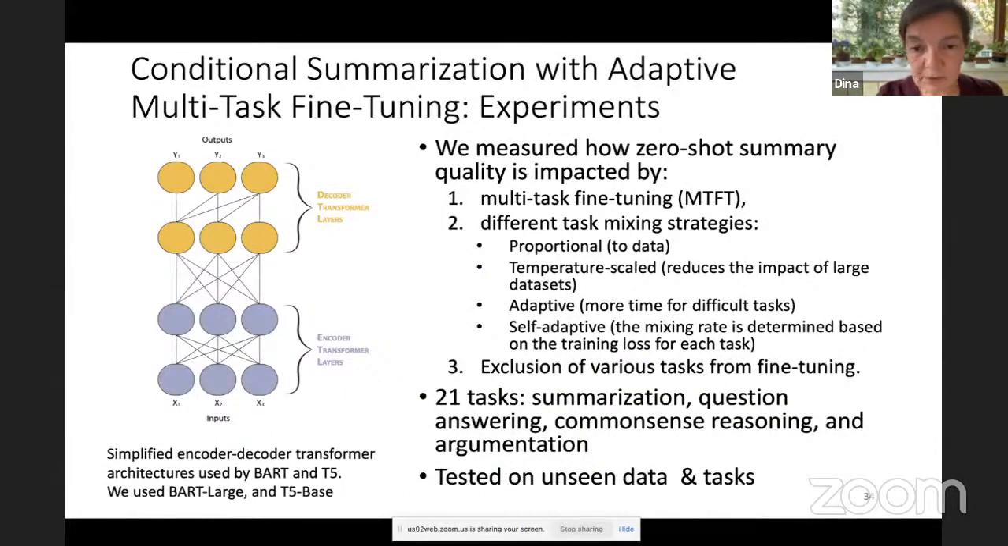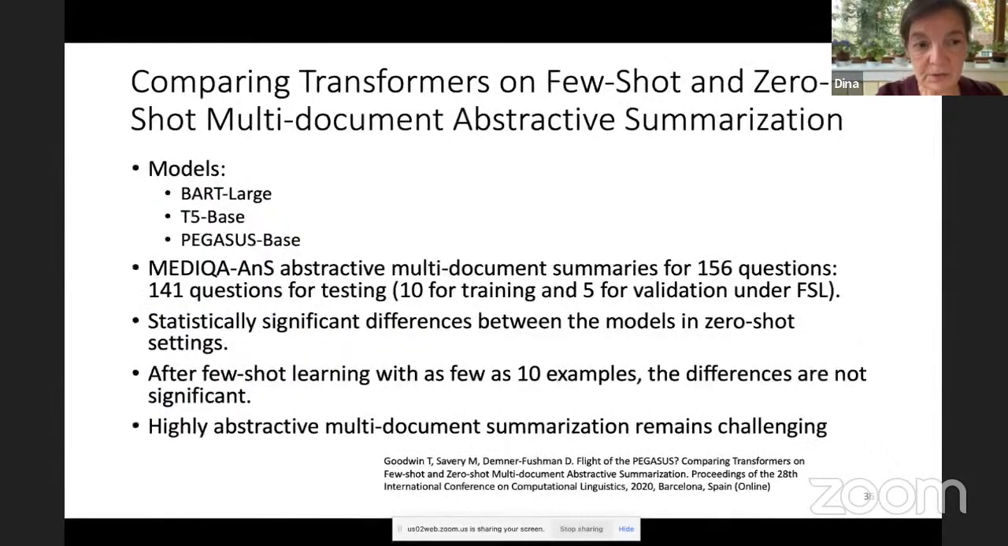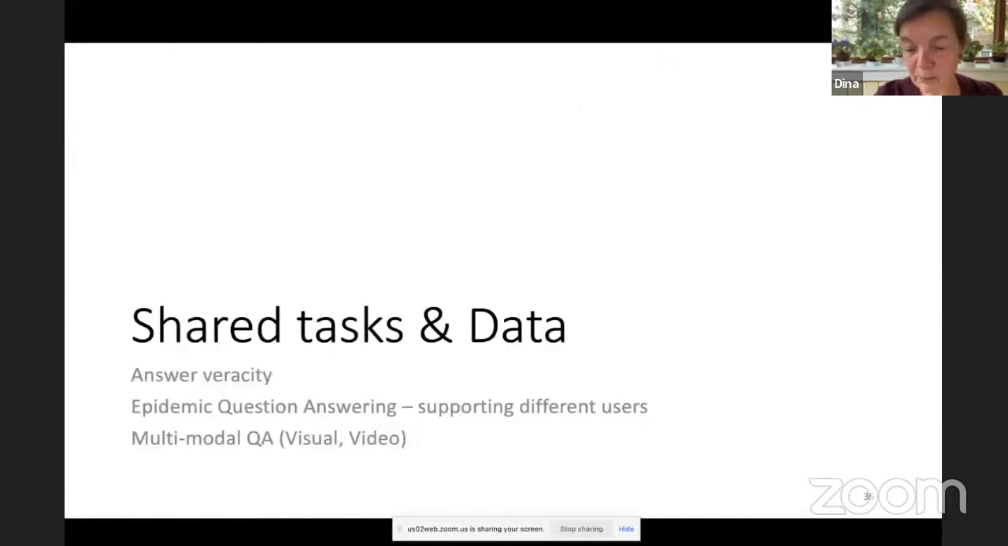Now, what approaches would work? Travis Goodwin and Max Savery explored 21 different tasks to fine-tune the system, and they also used different models, Pegasus, BART, and T5, and they saw that when you do a zero shot, you have no fine-tuning on the specific summaries that we prepared, you can see the differences in the systems, but with very few learning examples, as few as 10, the differences between the systems were not significant, but the summaries were also not of a good quality that we can give to the patients right away. So there is a lot of work in this area as well.